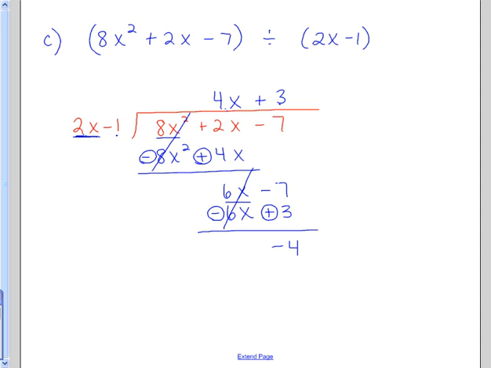If your remainder is a negative, you will still write your answer as 4x plus 3 plus negative 4 over 2x minus 1. Okay, so the quotient is 4x plus 3 with a remainder of negative 4.